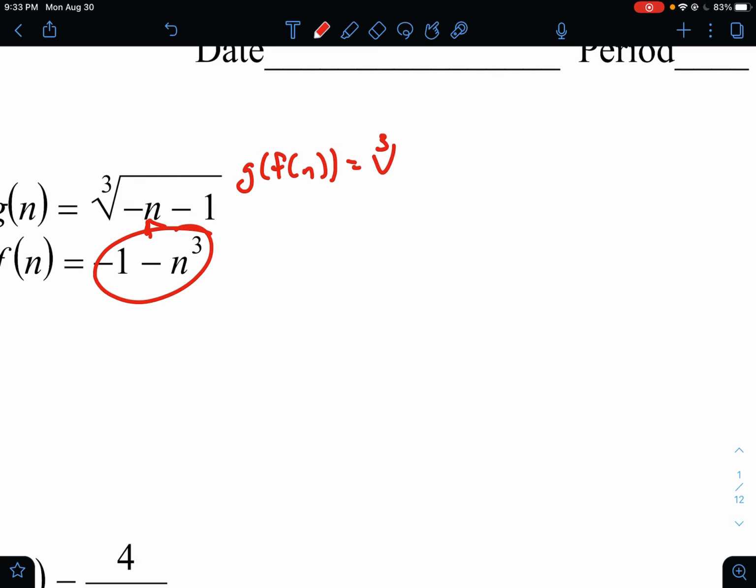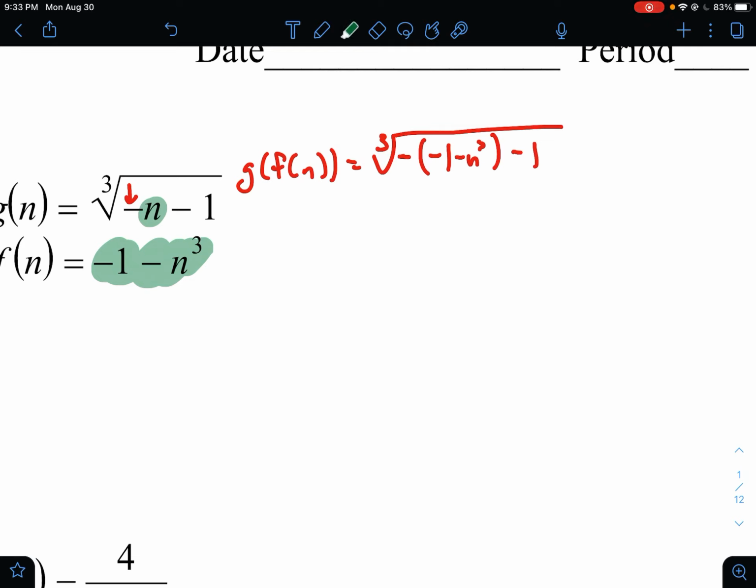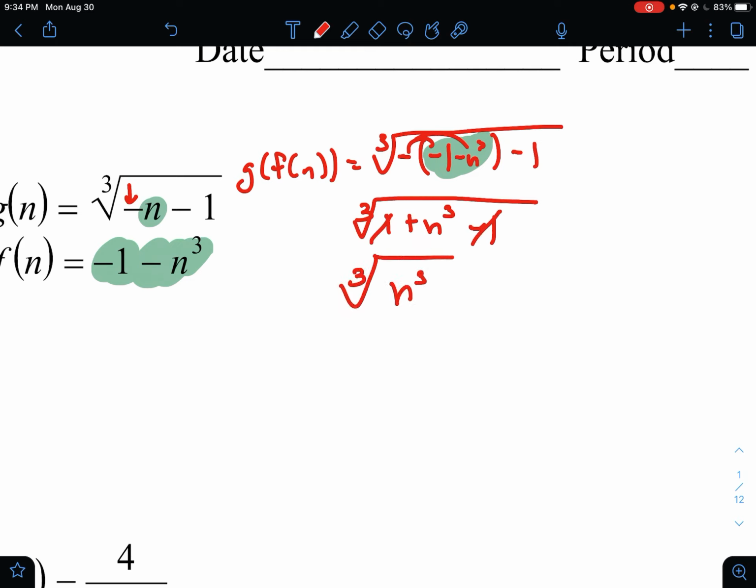So I get the third root of, and remember, I am plugging this guy in for where I see an n. So I have this negative out in front first, and then I'm going to plug in the green thing. So I have the negative 1 minus n to the power of 3, and then I have a minus 1. So to kind of see where things went, my green thing went right in there. All right. So now I can go ahead and simplify what is in my radical here. I'm going to distribute this negative. So I get positive 1 plus n cubed minus 1. These ones cancel. And I get cube root of n cubed, which gives me n. Okay, well this checks out.